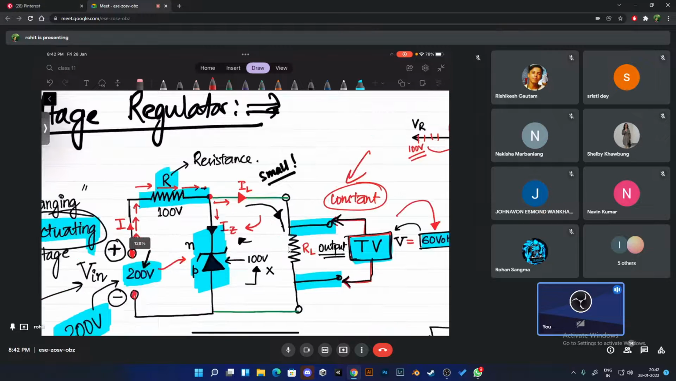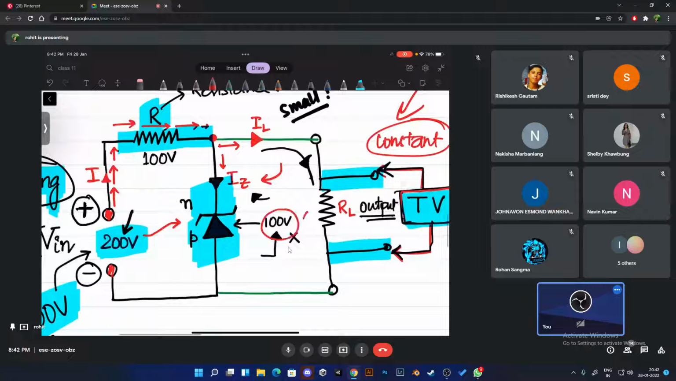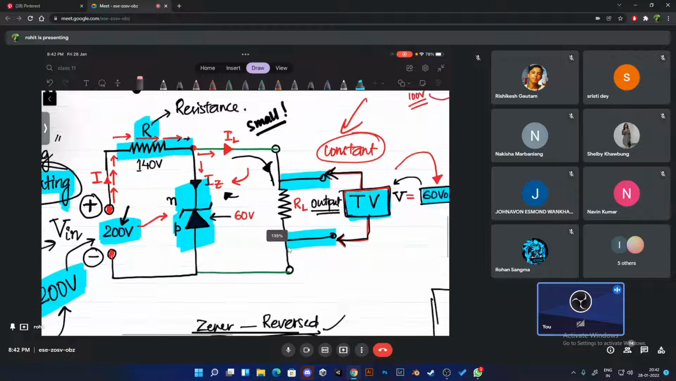So look here, can this happen or will this not happen? This will not happen. So the maximum it can take is 60 volts. All of you understood now? If it takes 60 volts, automatically this resistance has to take how many volts? 140. Now did you understand, guys? Okay, so now your zener diode will take how many volts?